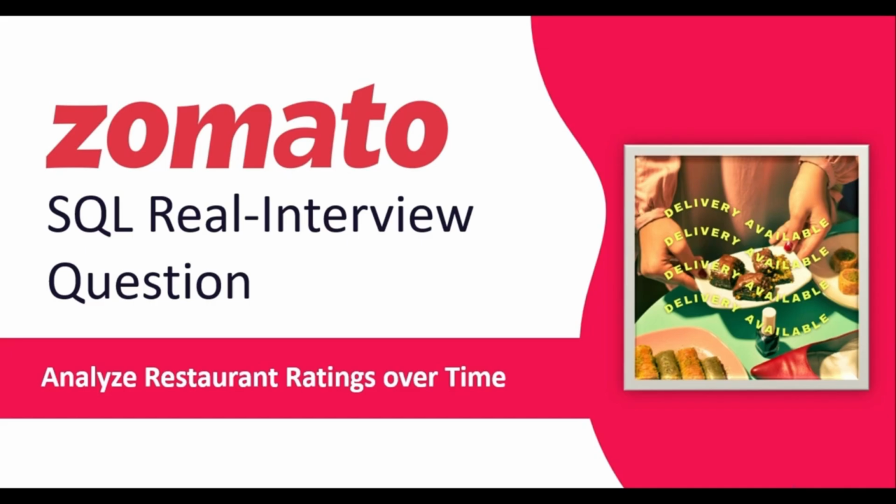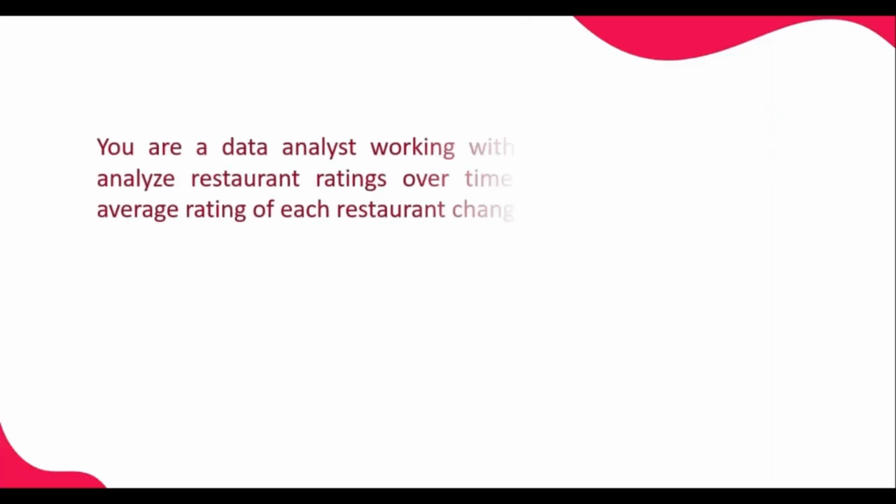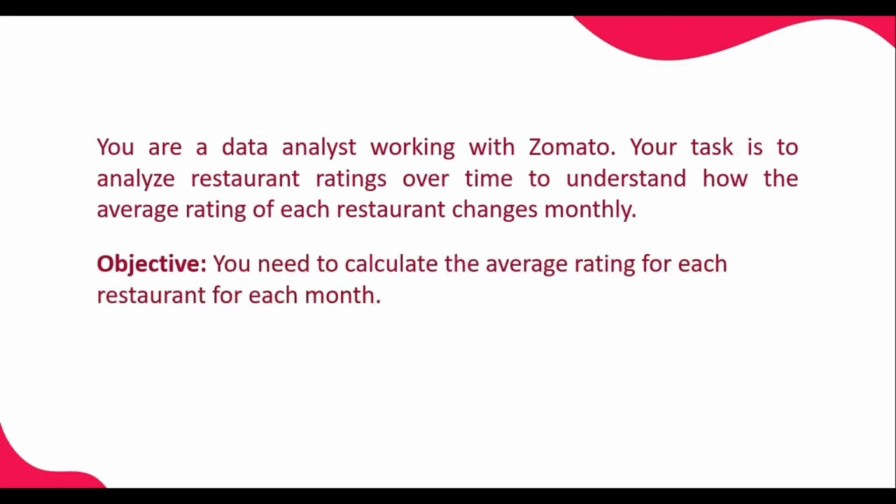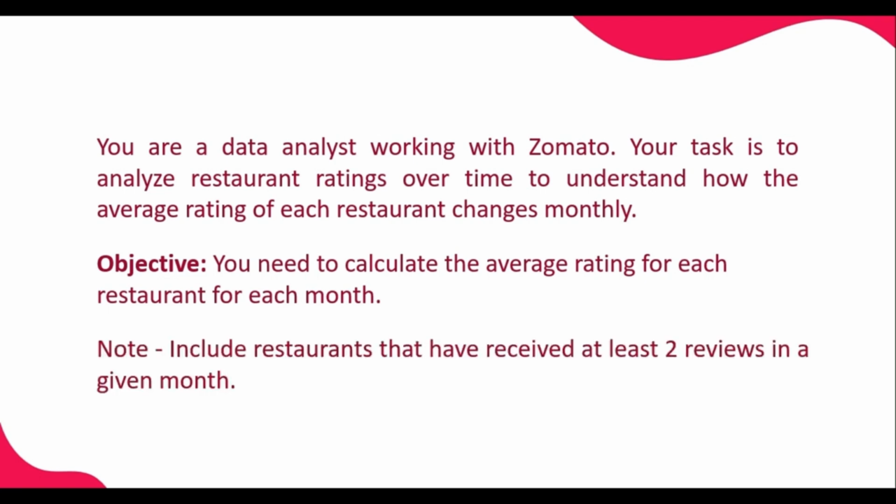Analyzing restaurant ratings over time. So let's understand the question first. Imagine that you're working as a data analyst with Zomato, and your task is to analyze restaurant ratings over time to understand how the average rating of each restaurant changes monthly. So basically your objective is to calculate the average rating of each restaurant for each month. Also, you want to include restaurants that have received at least 2 reviews in a given month. This is a condition that you have been given, and based on this condition you have to filter the data. So let's understand the data set.